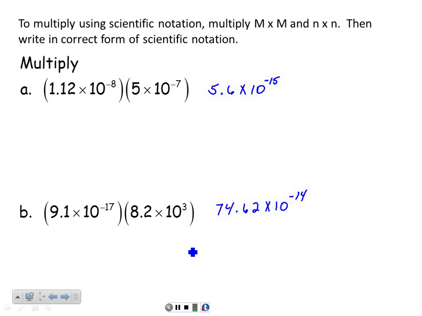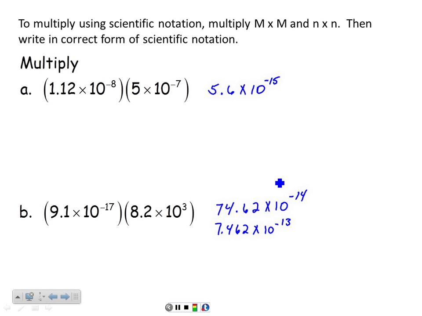Now, we have a big number here. 74 is above 10, which means if I move the decimal 1 place to the left, that's going to push my exponent to a plus 1. So negative 14 plus 1 is going to be 7.462 times 10 to the negative 13.